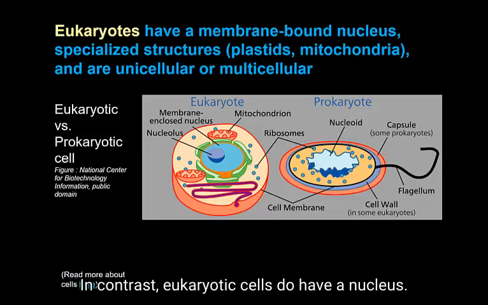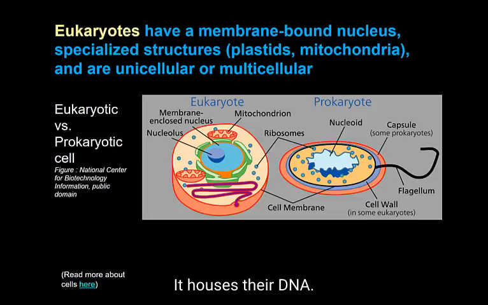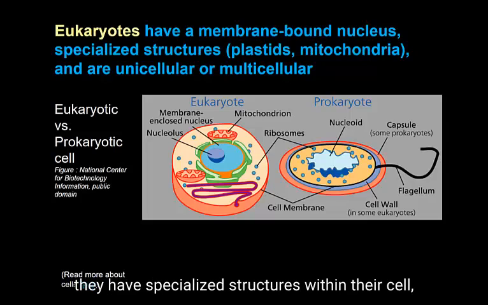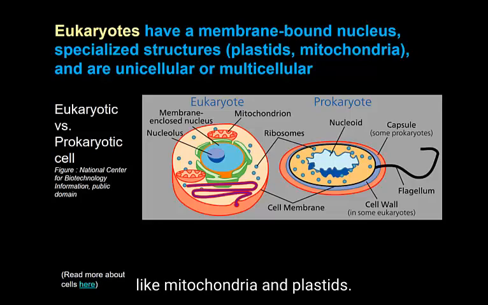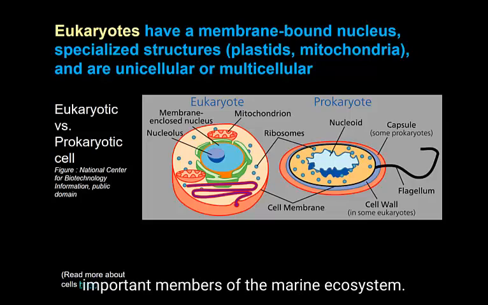In contrast, eukaryotic cells do have a nucleus that houses their DNA. Their cell wall is more flexible, and they have specialized structures within their cell, like mitochondria and plastids. While many eukaryotic organisms are single-celled as well, eukaryotes include the multicelled forms of life, including animals, plants, and fungi. Both prokaryotes and eukaryotes, single-celled and multicelled, are important members of the marine ecosystem.